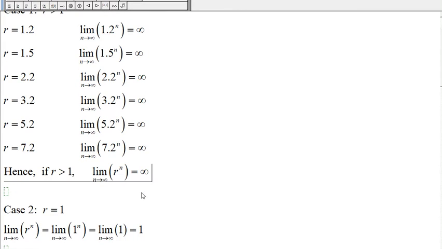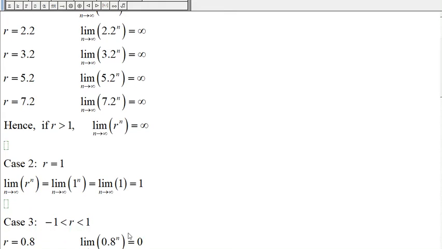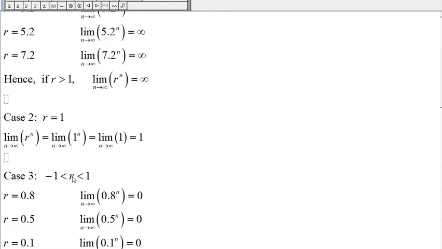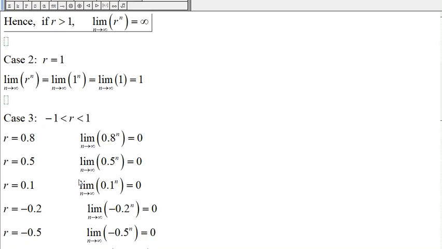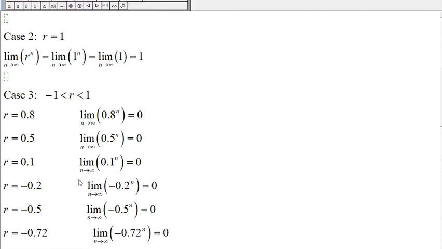Then the next, if we have the case where r is 1, then in the place of r we have 1, 1 to the n is just 1, and the limit of the constant 1 is 1. So when r is 1, the limit of r to the n is just 1. And now let's look at the case where r is between -1 and 1. Let's look at the simulation program, and we'll see why this goes to 0.